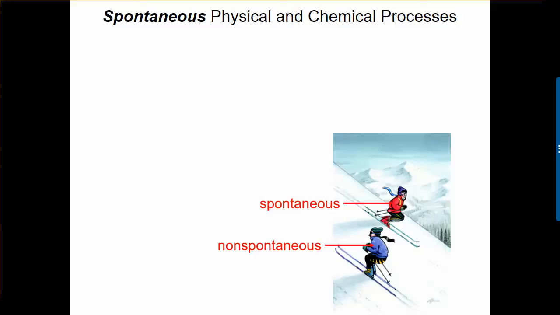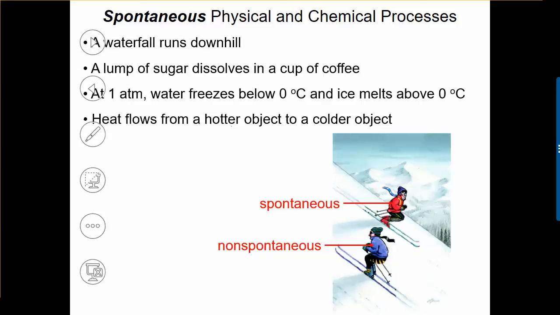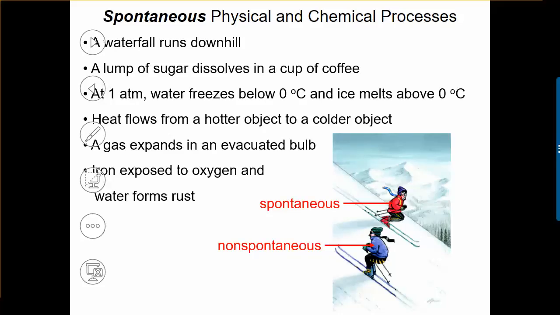And some reactions are going to be spontaneous, like this guy. That's spontaneous, okay? Some reactions are going to be non-spontaneous, like this guy, okay? So we want to be able to describe reactions as spontaneous or non-spontaneous. And to do that, we're going to have to understand a few factors, okay?